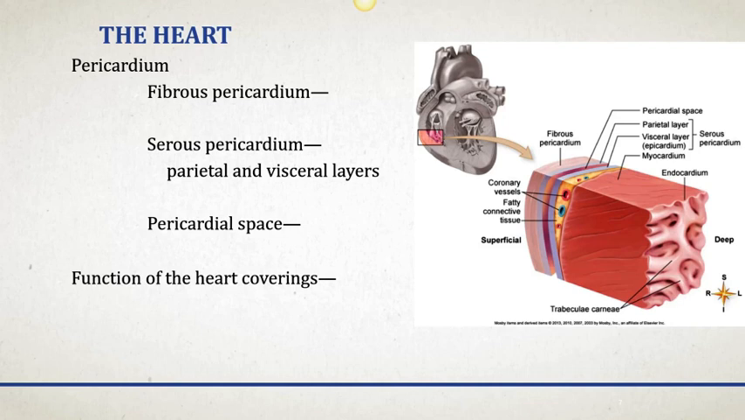So the parietal layer is this layer, coats the inside of the fibrous pericardium. The visceral layer is actually the outer surface of the heart, and in between those two is the pericardial space. The function of the heart coverings is to prevent friction as the heart moves inside of the chest cavity.